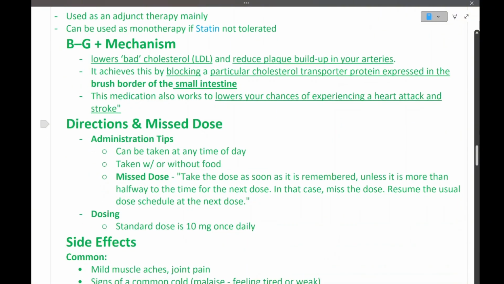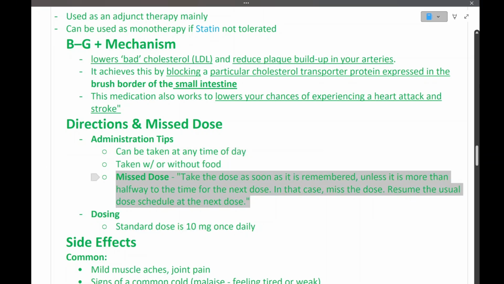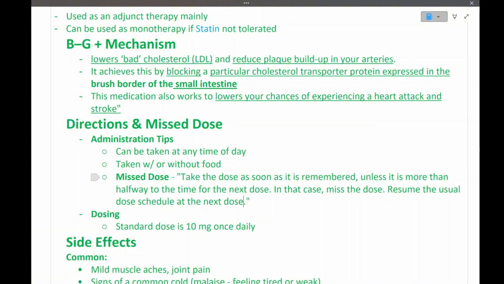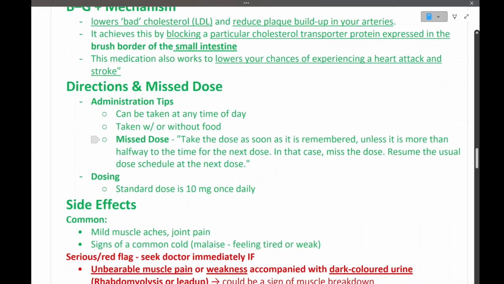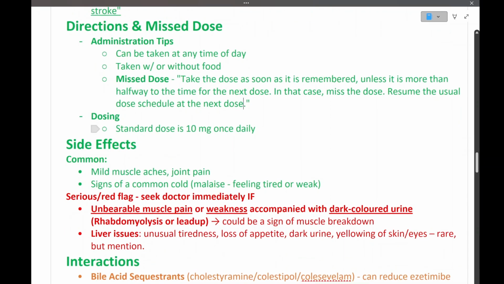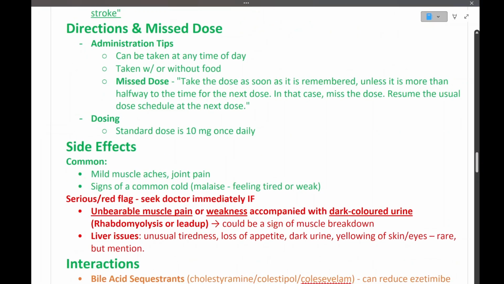Now, the directions on how to take this medication. Again, same thing as statins. It can be taken at any time of day, with or without food. As for a missed dose, same thing: if you miss the dose, just take it as soon as remembered, unless it's more than halfway to the time for the next dose. In that case, just skip the missed dose and resume the usual dose schedule at the next dose. Dosing: the standard dose is 10 milligrams once daily, regardless of the condition, typically.